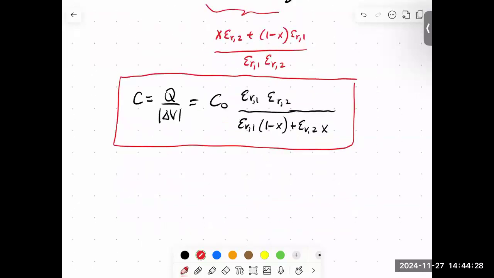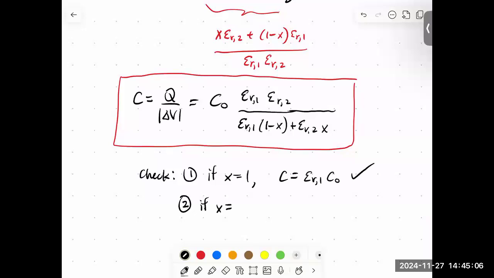Okay, we could check if our answer makes sense. There's a few things we could check. One, if x is equal to 1, that would mean we filled the entire capacitor with the first dielectric epsilon 1. And so what happens? If x equals 1, this term in the denominator goes away. We divide by epsilon r2, we get C0 epsilon r1. That makes sense, right? We get C is equal to epsilon r1 times C0. That's good. Two, sorry?